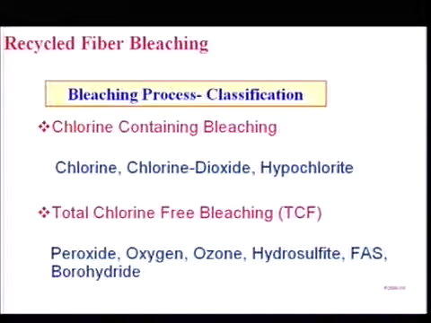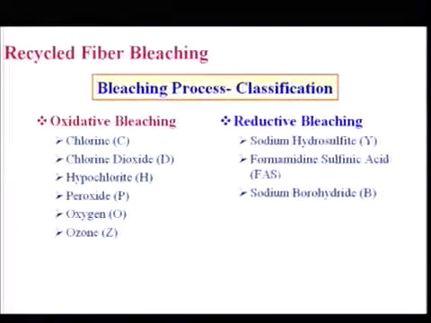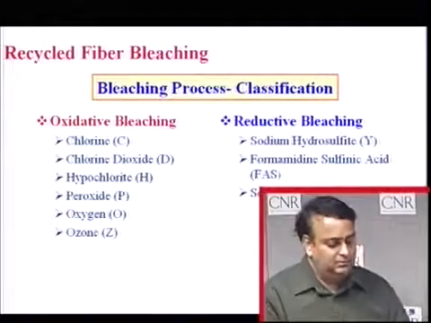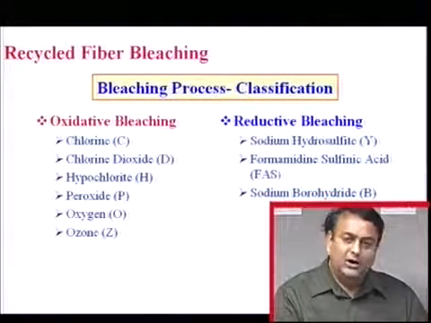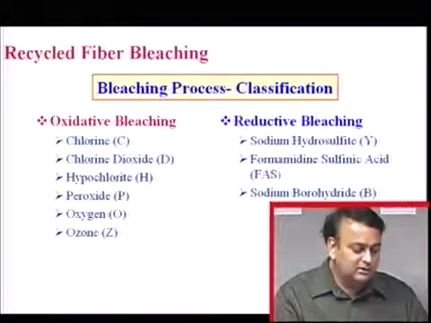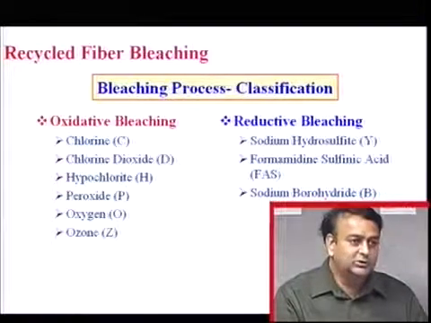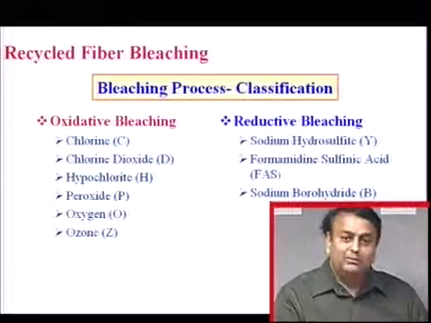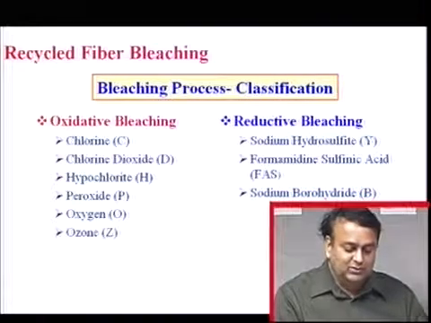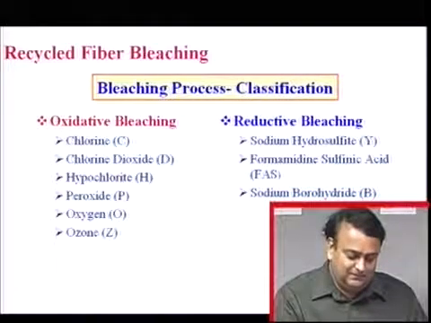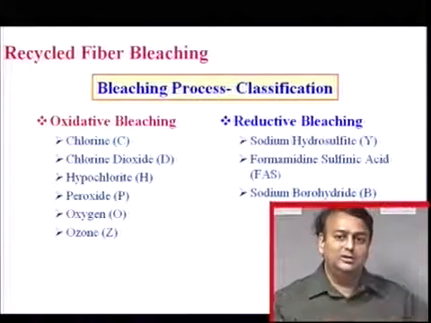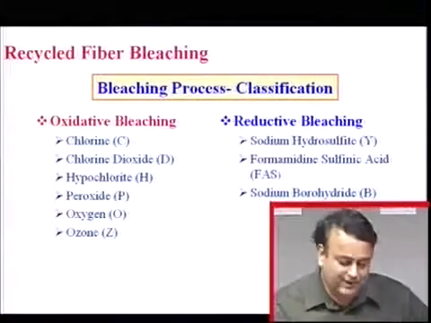There is another way you can classify these chemicals, called oxidative bleaching and reductive bleaching. The oxidative bleachings are chlorine, chlorine dioxide, hypochlorite, peroxide, oxygen and ozone. The reductive bleachings are sodium hydrosulfide, formamidine sulfonic acid and sodium borohydride. So, this is how the bleaching chemicals are classified.